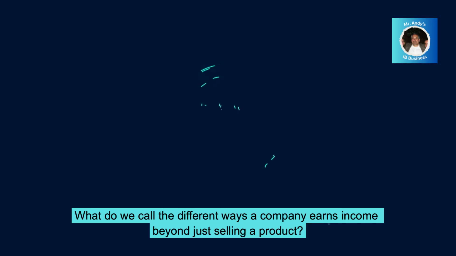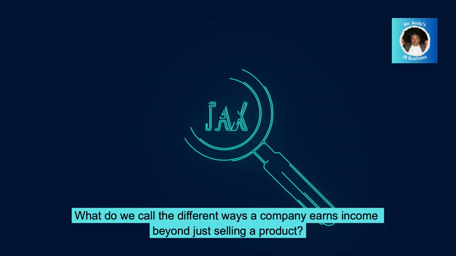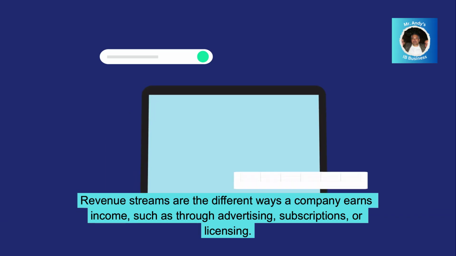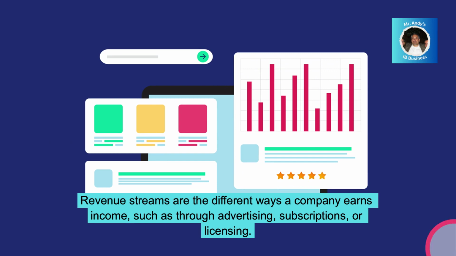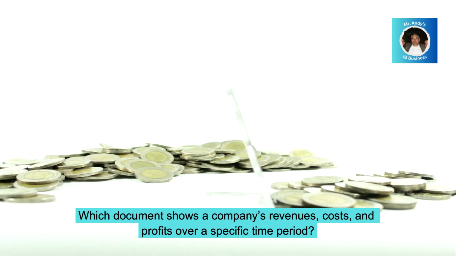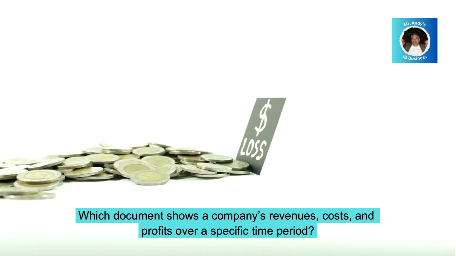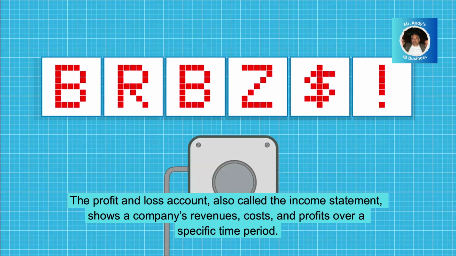What do we call the different ways a company earns income beyond just selling a product? Revenue streams are the different ways a company earns income, such as through advertising, subscriptions, or licensing. Which document shows a company's revenues, costs, and profits over a specific time period? The profit and loss account, also called the income statement, shows a company's revenues, costs, and profits over a specific time period.